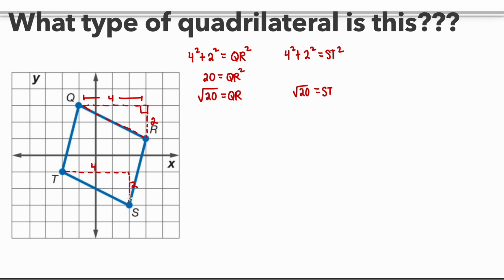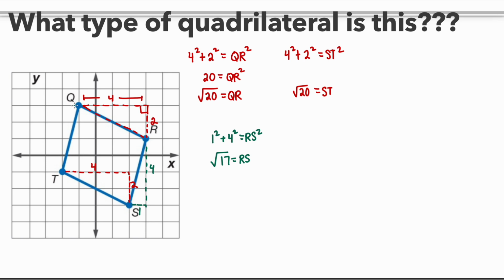So now I'm going to do RS. I'm going to draw a right triangle. This is a 1, 2, 3, and this is 4. So to find RS, I'm going to have 1 squared plus 4 squared equals RS squared. That's going to give me 17, so I'm going to get the square root of 17.